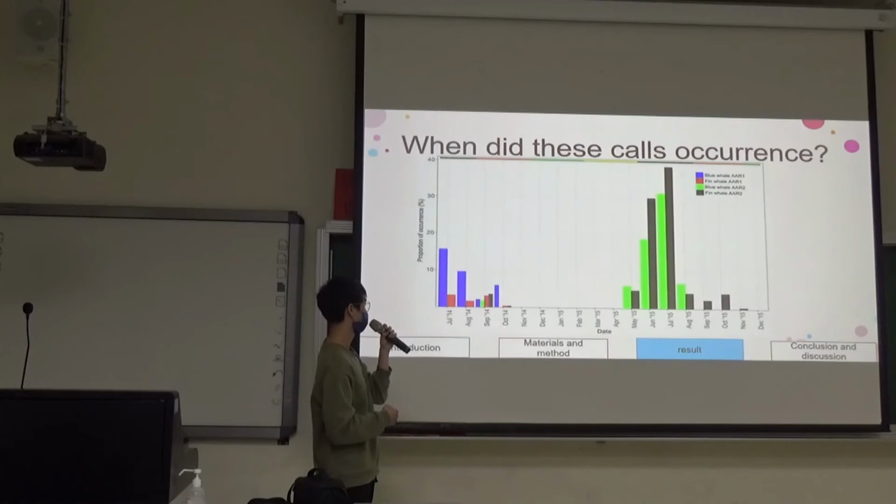And as this figure shows, the x-axis is the date, the y-axis is the proportion of occurrence. The blue bar is the blue whale in AR1, the red bar is the pink whale in AR1, the black bar is the pink whale in AR2, and the green bar is the blue whale in AR2. So as this figure shows, we can roughly say that there are nearly no whales from October to April. So in summer, they might migrate to another place, but in winter they might migrate to this place again.